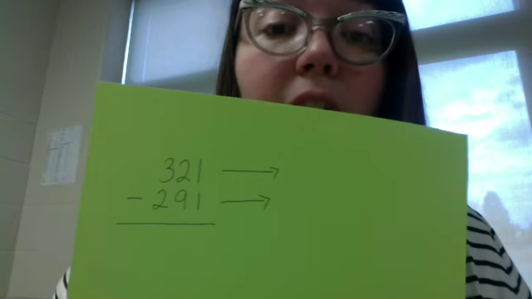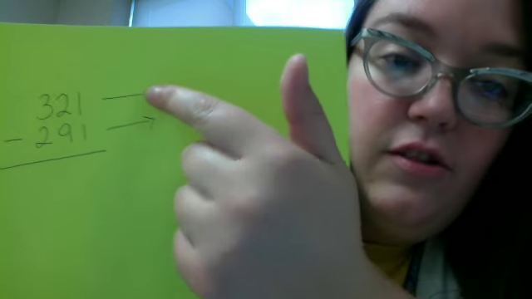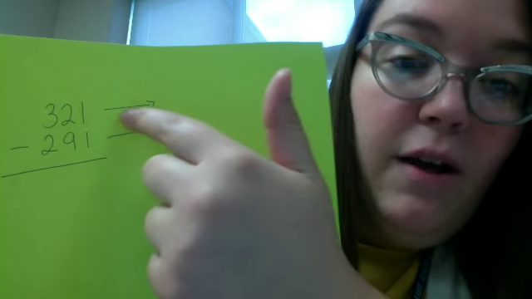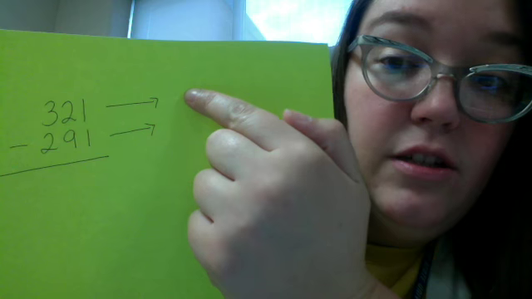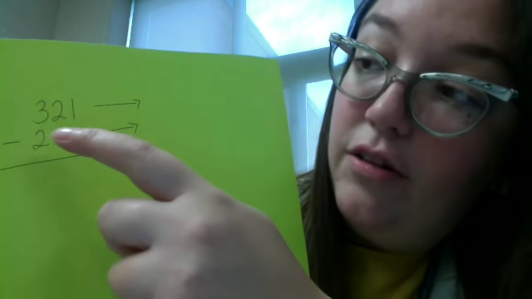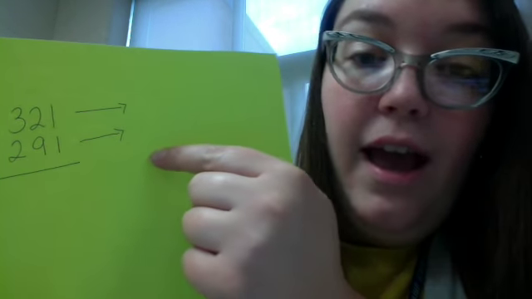So that's why, if you notice again, there are arrows right next to each of your numbers. So there's 321. We need to round that number to the nearest hundred. And then we need to look at 291 and round that number to the nearest hundred. So on your assessment, you will see this exact same problem. They have done most of the thinking for you, kind of as an example problem.